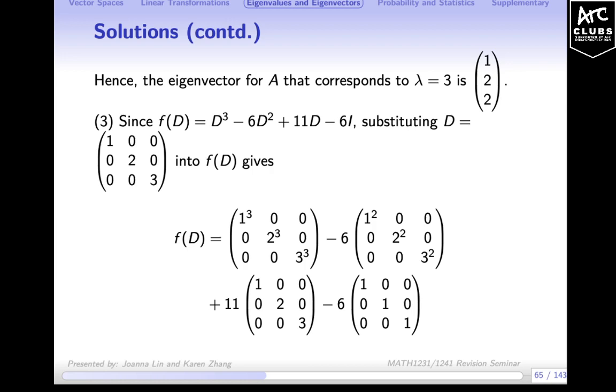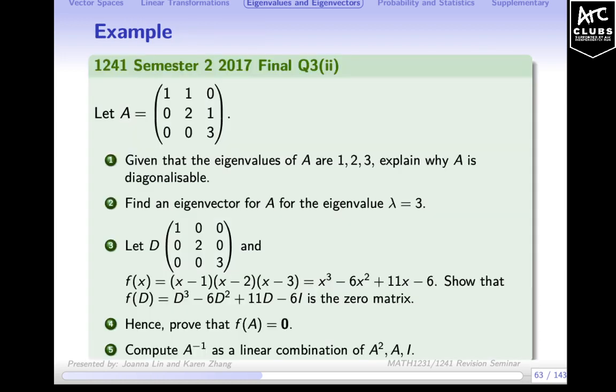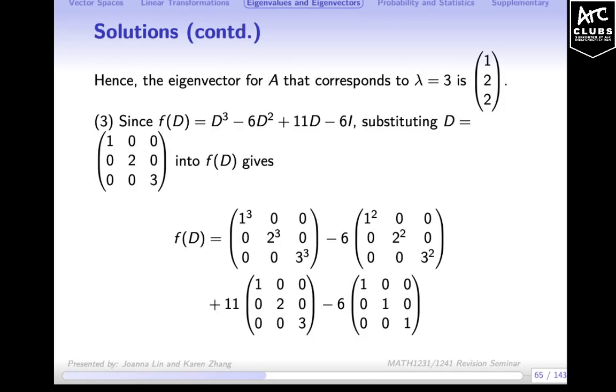So question 3. This is where it gets a little bit more 1241 type of questions. There should be an equal sign here. Let D equal this diagonal matrix right here, and f of x is equal to this polynomial. Here it says show that f of D is equal to the zero matrix. The most obvious thing to do is sub D into your polynomial equation. Once you sub in your diagonal matrix, you can just take the diagonal entries to the power of 3 for this here, and again to the power of 2, and just leave that as it is, and your identity matrix.